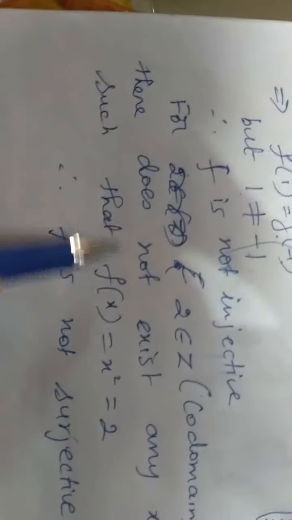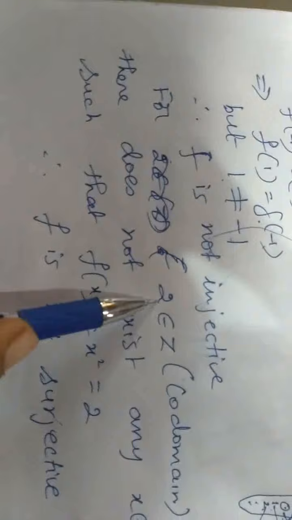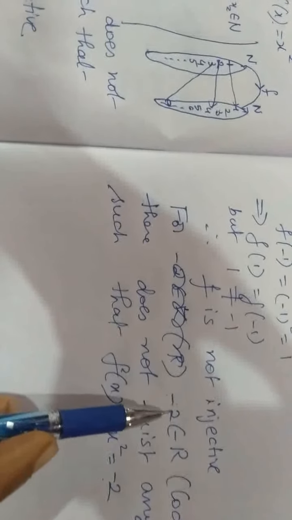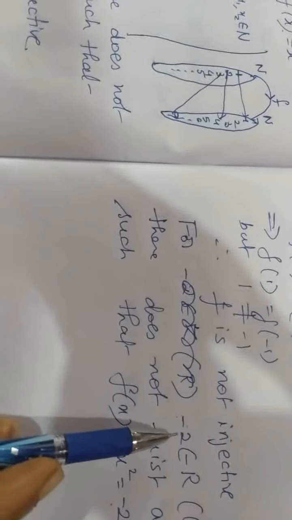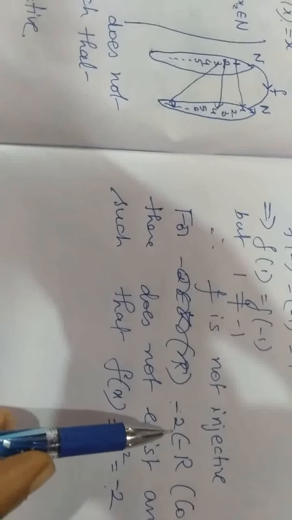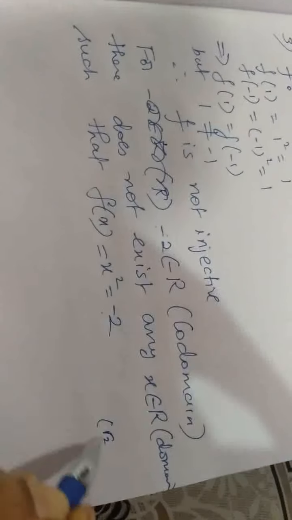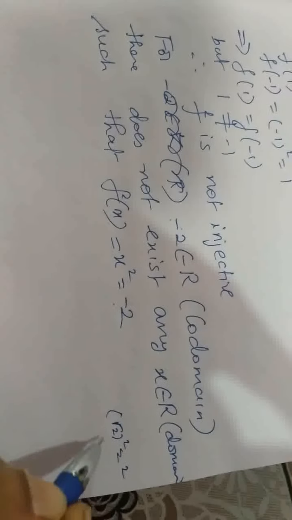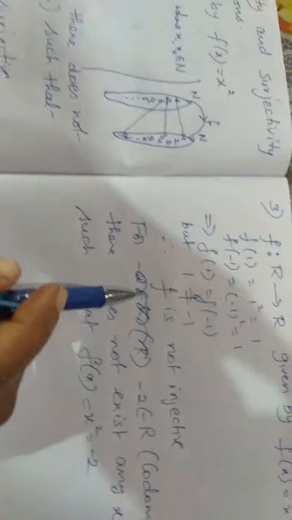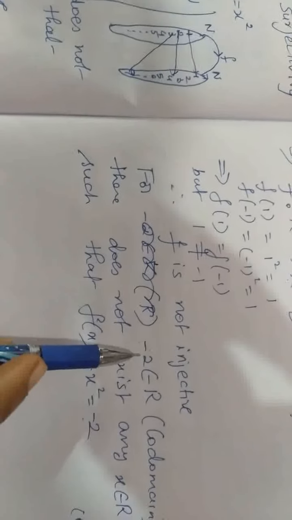As similar to the previous one, it is not possible to take 2 here. Do not take 2 here. If you take 2, then 2 is the square of root 2. Root 2 square is 2. Root 3 square is 3. Therefore, care is taken that you should take negative numbers only.